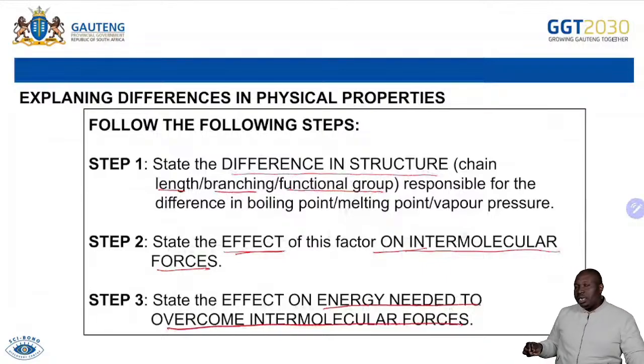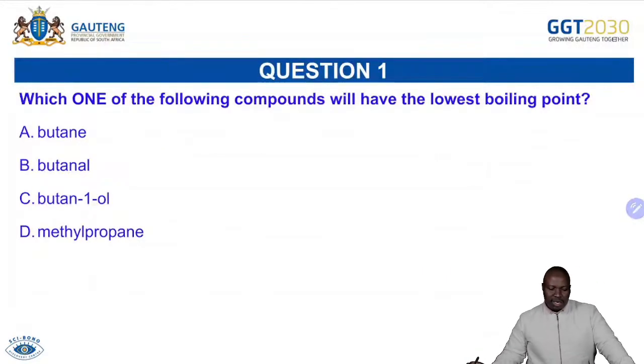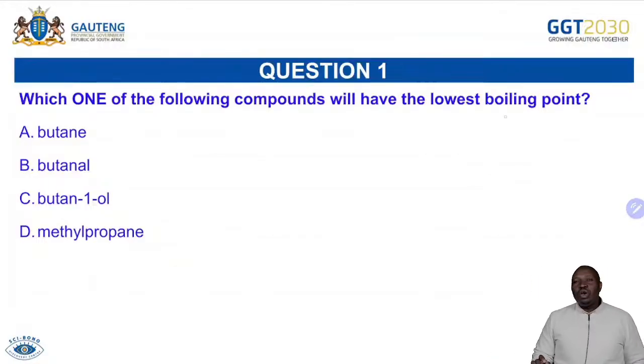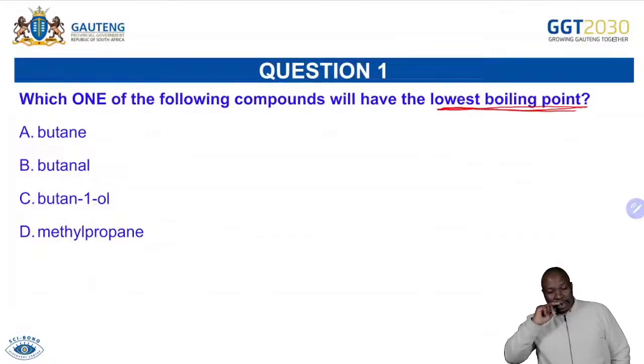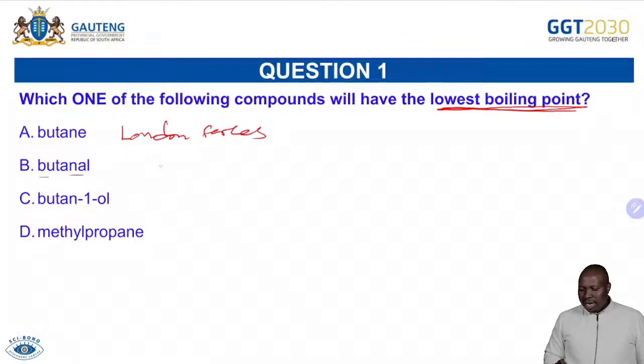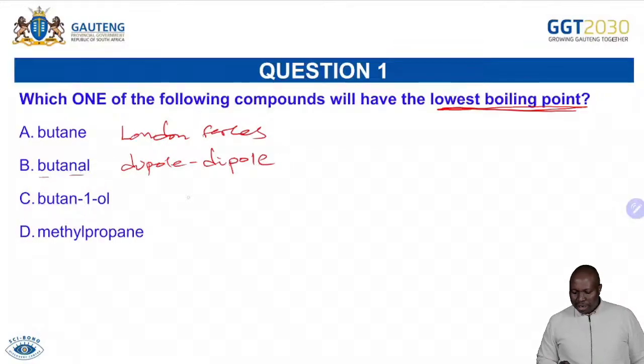I want us to practice this in a question so that you are able to answer it. Now, this one is saying, which one of the following compounds will have the lowest boiling point? Remember, lowest boiling point means lowest strength of intermolecular force. So you can group them: alkanes have London forces. Aldehydes have London forces and dipole forces. So you will always refer to the highest strength force that they have, which is dipole forces.